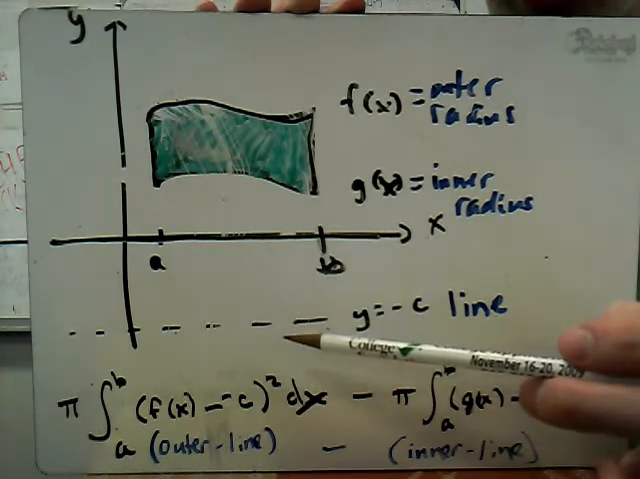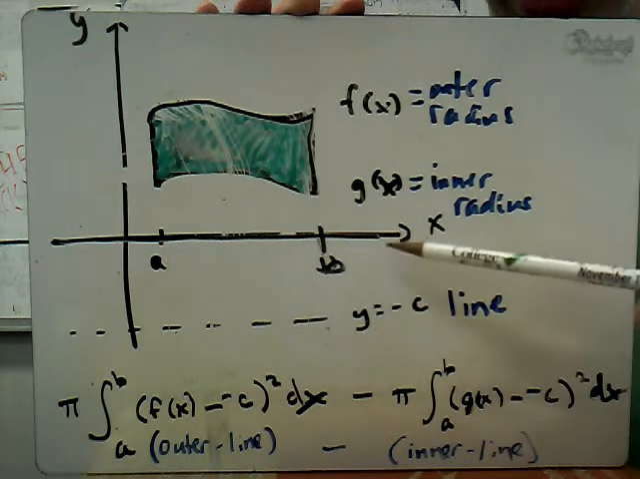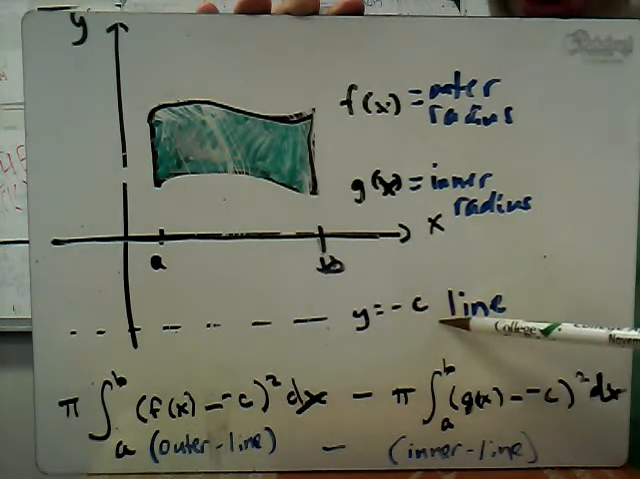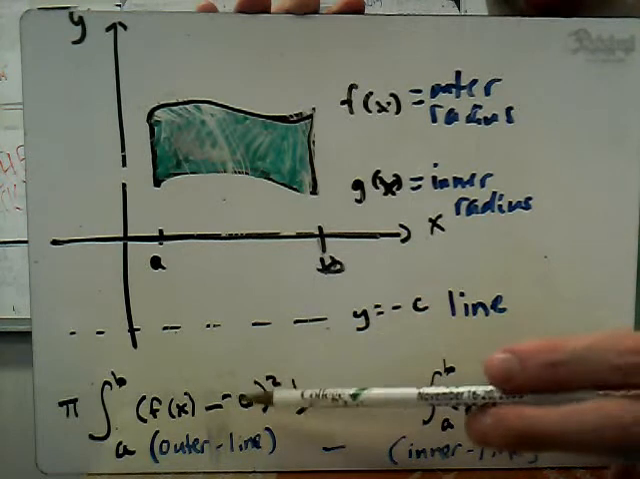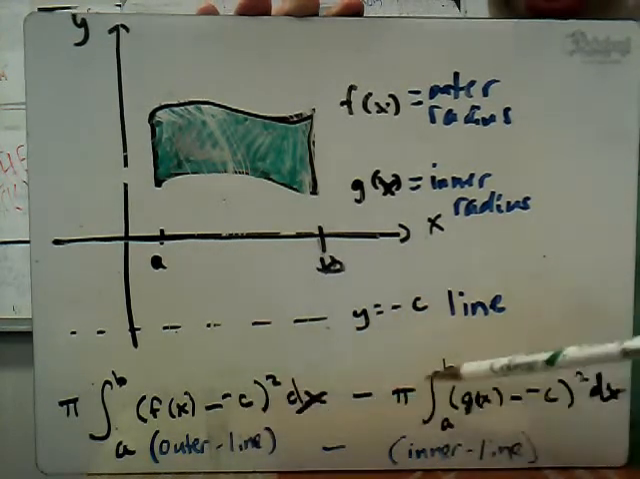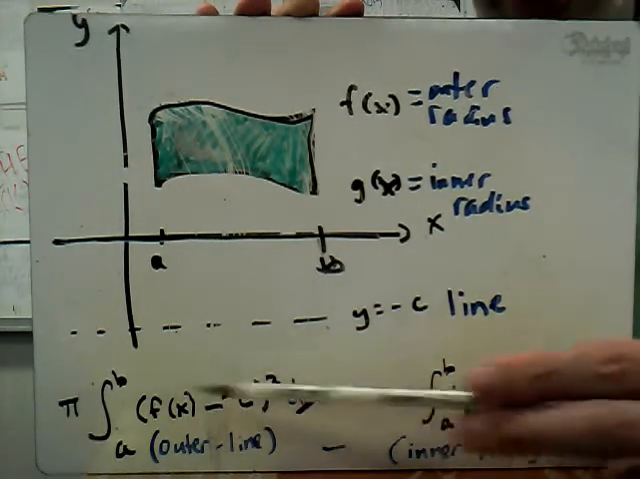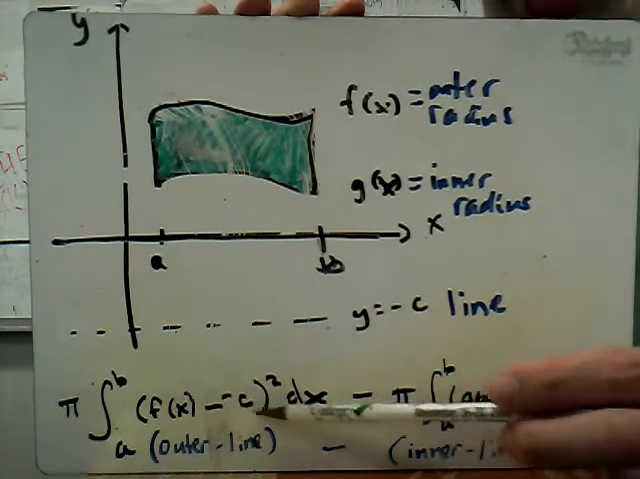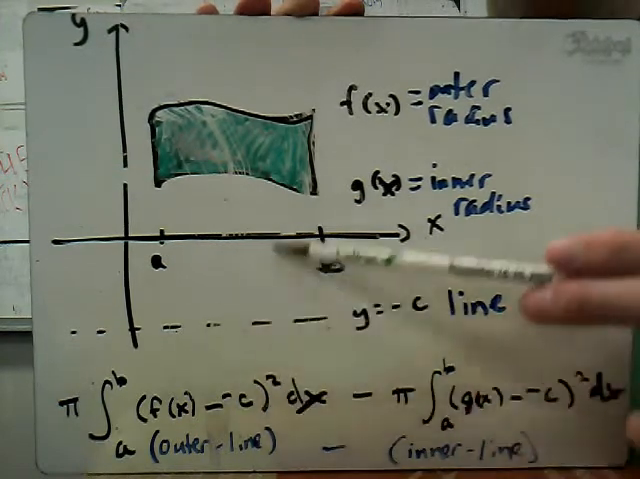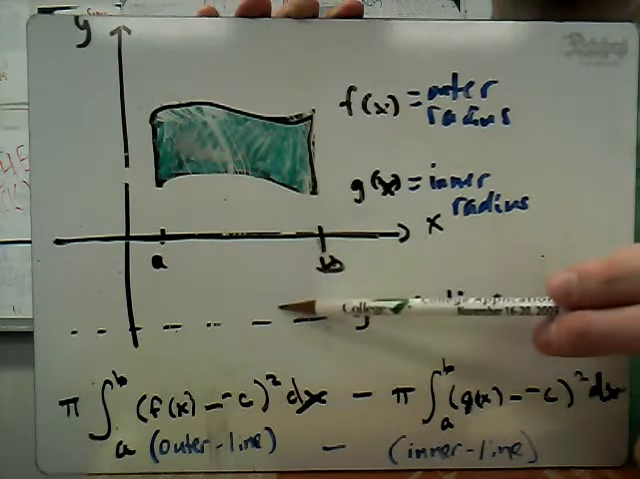Now, one way that you want to consider this is that the line y equals negative c is like a shift of the axis down c units. And so inside of our integrals, rather than just integrating f of x squared and g of x squared, we're going to integrate f of x plus the shift, so f of x plus c squared. The shift will allow us to account for this extra volume in here.